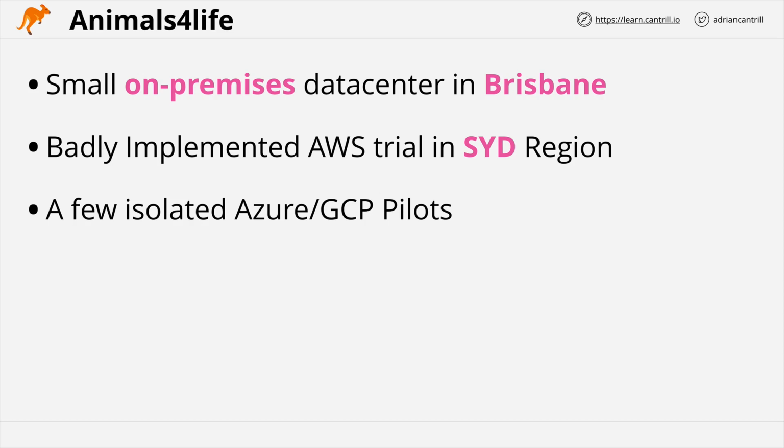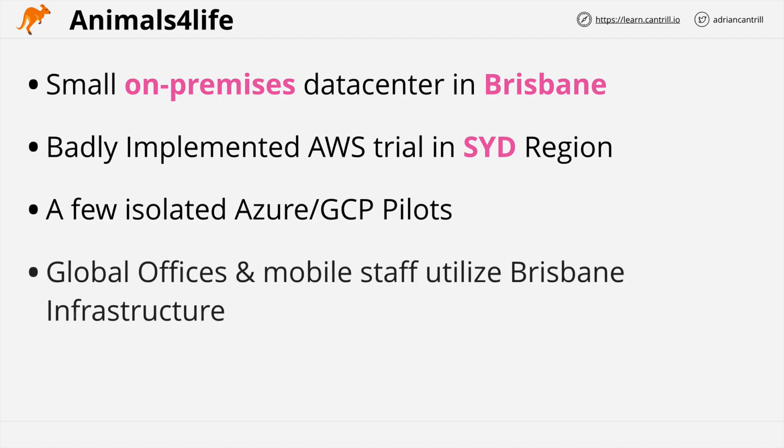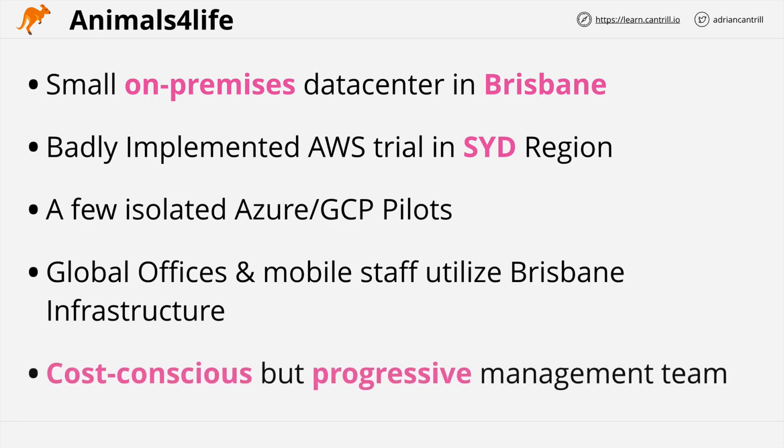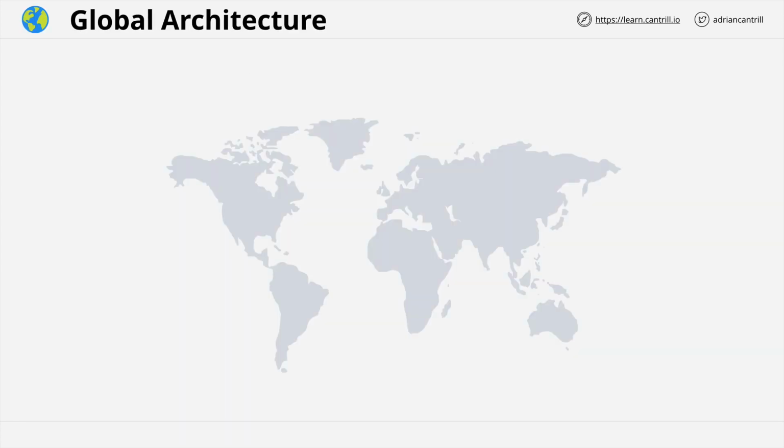Now, all of the business's global offices, as well as their mobile field workers, consume services from the Brisbane office. Animals for Life is very cost conscious, but equally very progressive and willing to try new things and adopt new technologies as long as it has a business benefit. Visually, the Animals for Life operation looks something like this.